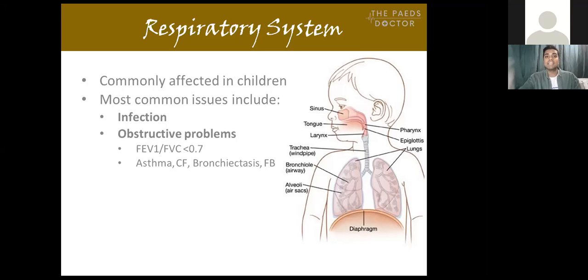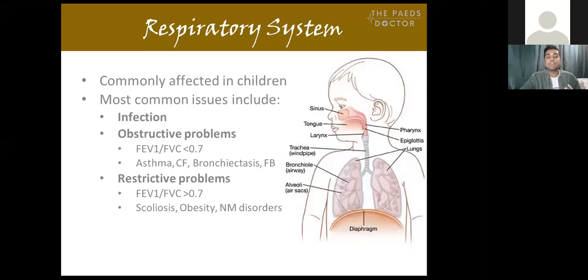This is where there's a ventilation mismatch, so you don't have the oxygen going to the alveoli for gas exchange, giving an FEV1 over FVC of less than 0.7. Restrictive problems, on the other hand, are when FEV1 over FVC is greater than 0.7. This is where there is some kind of anatomical abnormality, for example scoliosis, obesity, or neuromuscular disorders, that leads to this mismatch. The oxygen's getting there, but the surface area is affected in some form. Therefore, there's a mismatch between ventilation and perfusion.